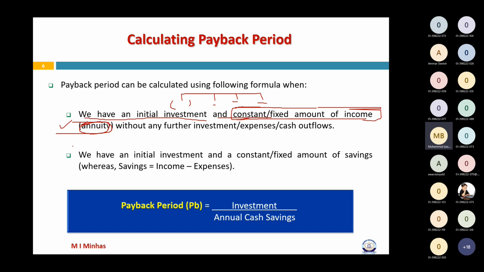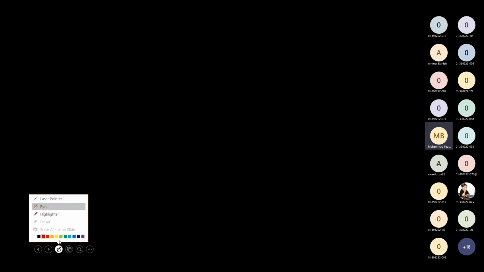And the other scenario is we have an initial investment and a constant fixed amount of saving. What does it mean? Look, I wish I had a board today, but I don't have one. There are two ways to tell you this. Number one, just consider these two scenarios.